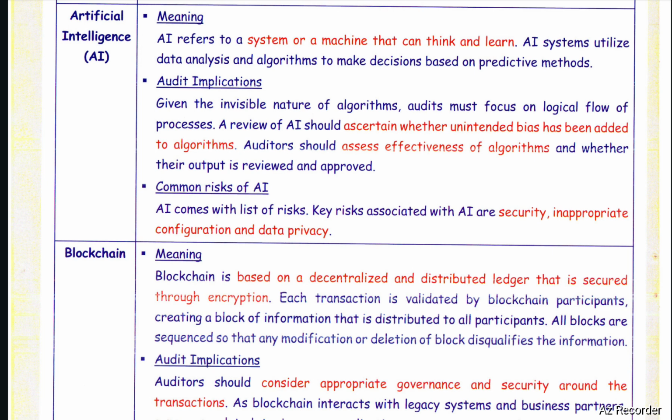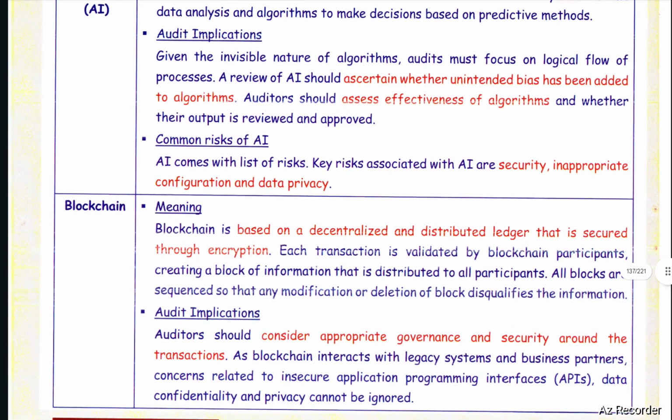Next, blockchain. What do you mean by blockchain? Blockchain is based on a decentralized and distributed ledger that is secured through encryption. Each transaction is validated by blockchain participants, creating a block of information that is distributed to all participants.